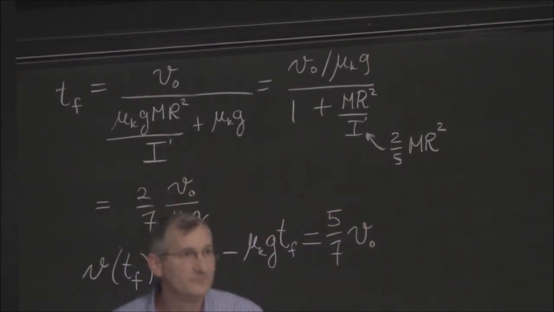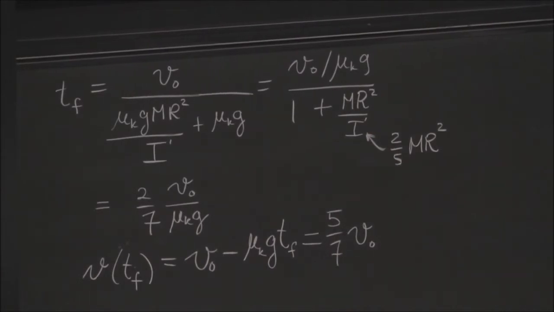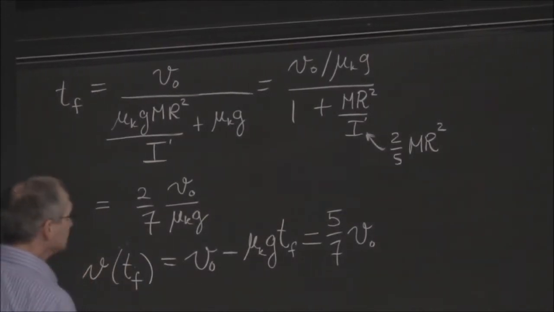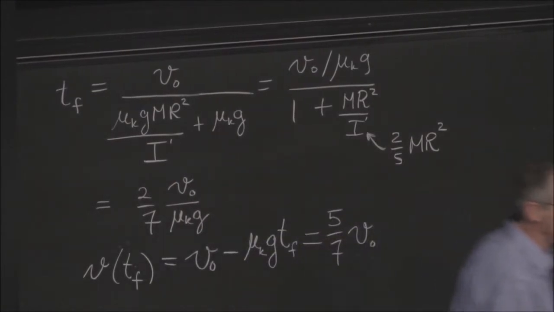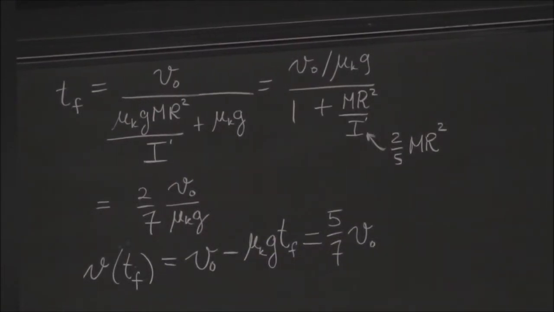Question? Light bulb? Yeah? Okay. So that was a lot of work. Are we happy that 5/7 is less than 1? Why not? Say again? He likes 5/7. Okay, yeah.